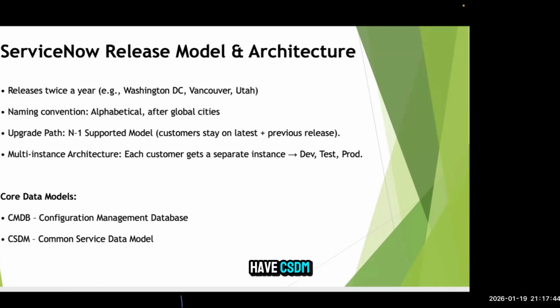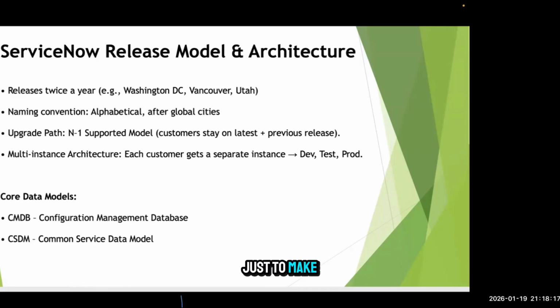And then we have CSDM, which is the Common Service Data Model. It is a standardized framework, like a set of policies, which helps businesses align services, right? Align the business services with the technical assets which are supporting them. So I would say CSDM works as a framework for CMDB and for ServiceNow. It gives you a set of guidelines. It is a framework which will help you understand how the business services should be aligned with the technical assets in the company.